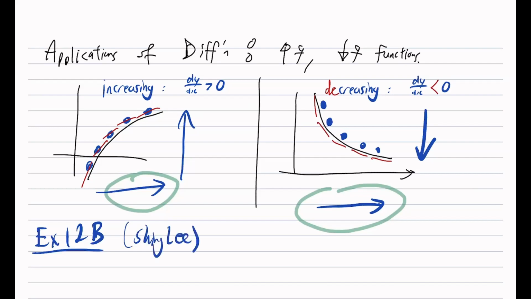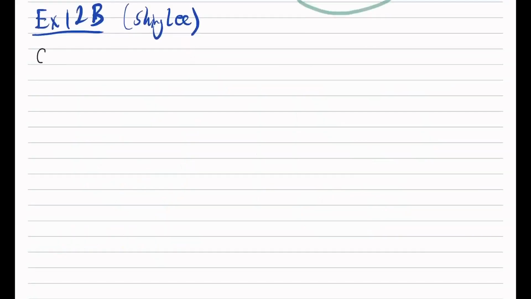Okay, let's try some of the questions. Let's take a look at question 1, part A. Find the set of values of x for which each of the following is an increasing function. So f of x is equal to what? X squared plus 10x plus 5.